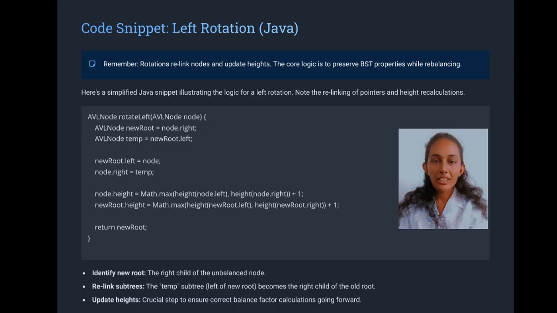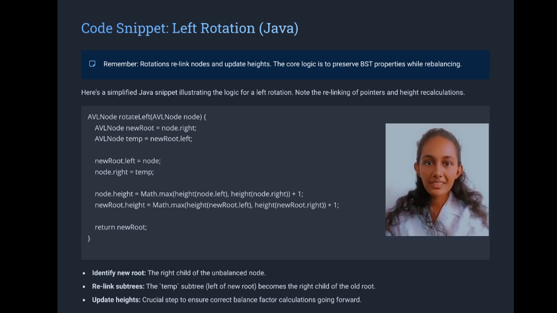Alright, now we are entering the main part of AVL trees, the code. Don't panic when you see this. I'll explain it like a recipe, step by step, so anyone can understand. So here, the first line. This is the function name. It says rotate this node to the left when it is unbalanced.